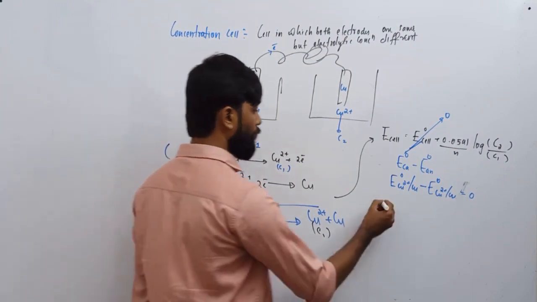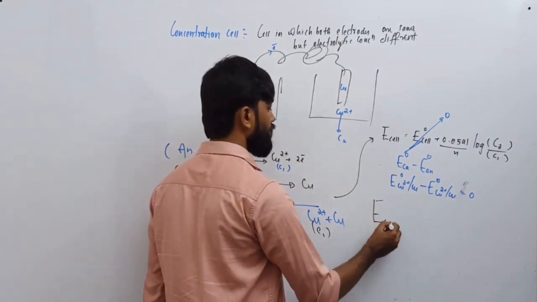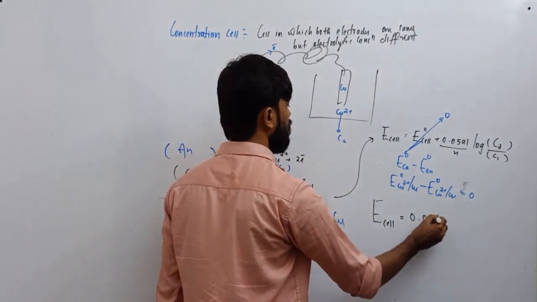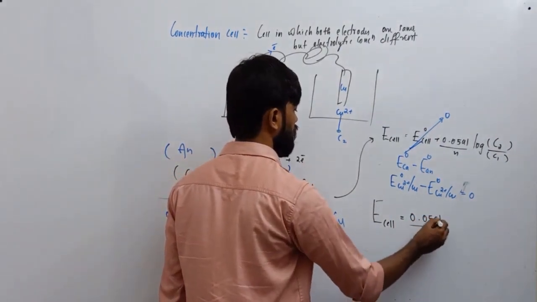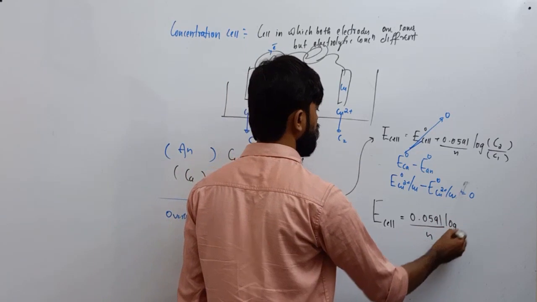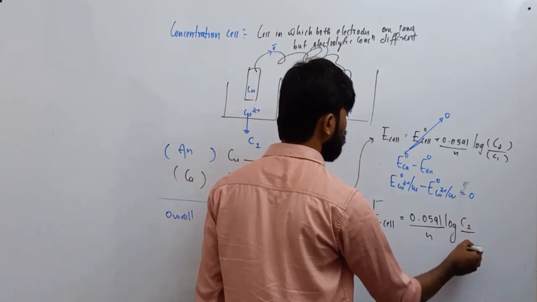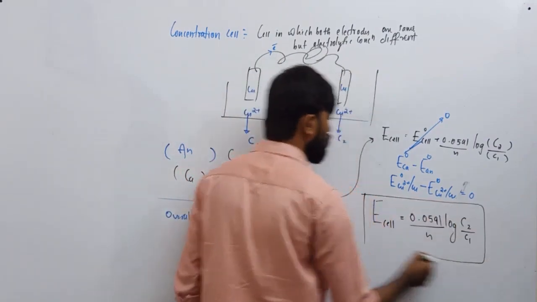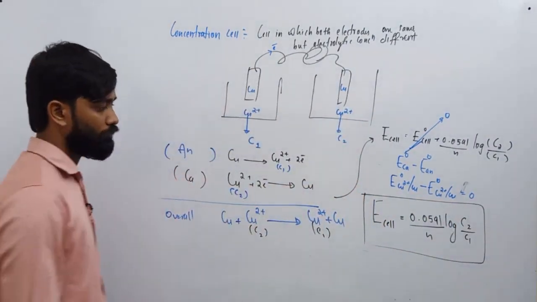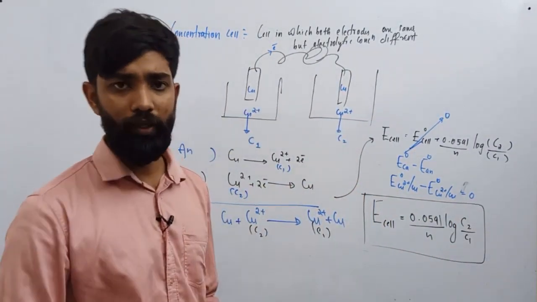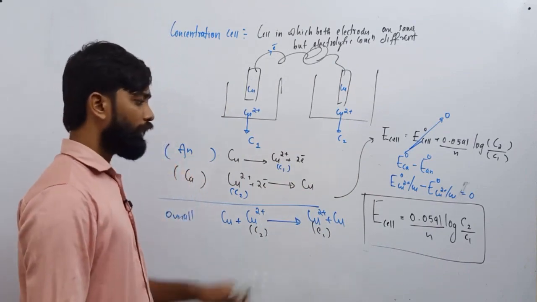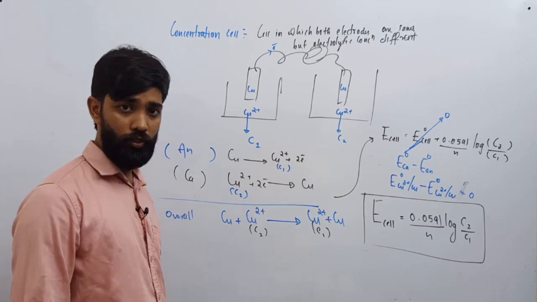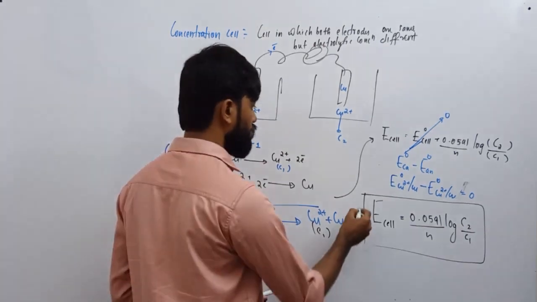So, what will be the general final expression? E cell is equal to 0.0591 by n log the concentration of reactant. If the concentration of reactant is C2, then it is C2 divided by C1. Here, the concentration of reactant is C2. Or simply log the concentration of cathode by anode. This is the Nernst equation expression for any concentrations.